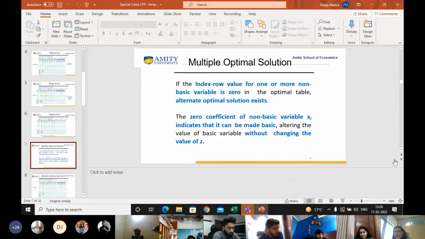We say that this problem has a multiple optimal solution when in the index row, the value of more than the basic variables, the non-basic variable, has a 0 value in the optimal table in the index row. Then the problem has a multiple optimal solution. For a non-basic variable whose value is 0 in the index row, if that variable is taken as a basic variable to enter the system, then we get another solution for the problem.